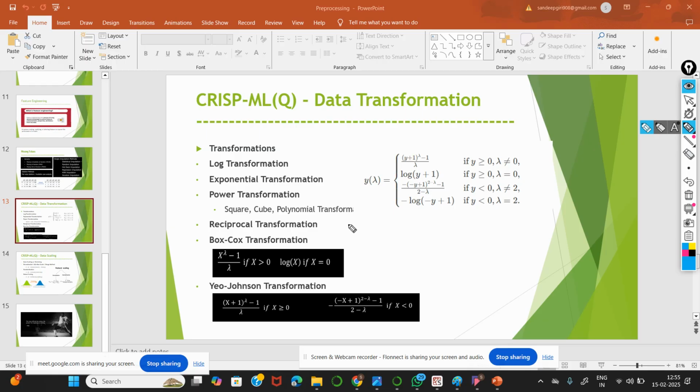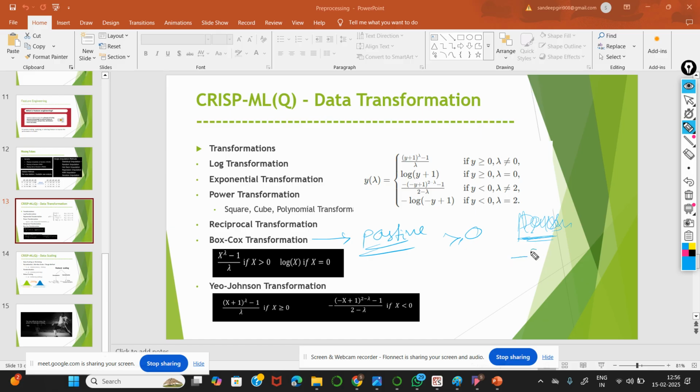The Box-Cox technique is very powerful, but its demerit is that it works only for positive data, zero or positive, greater than or equal to zero. What if we have negative data? For example, a column called loss or profit. Profit with positive values is fine.